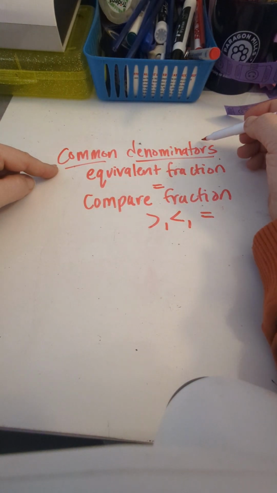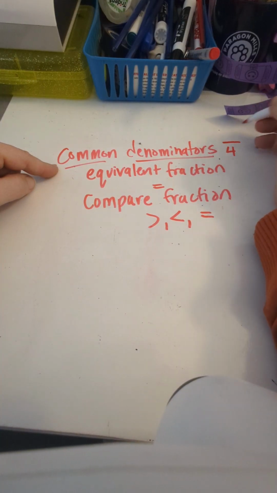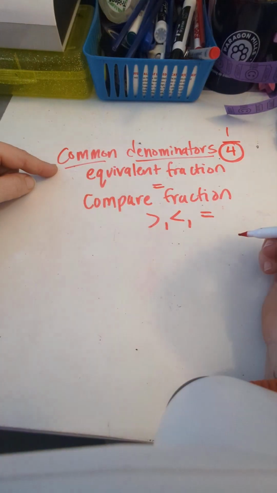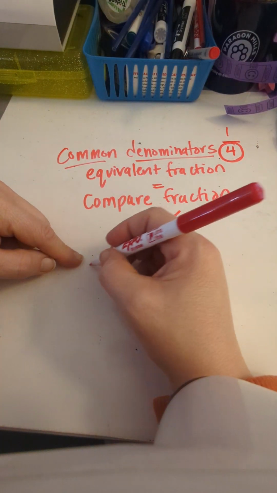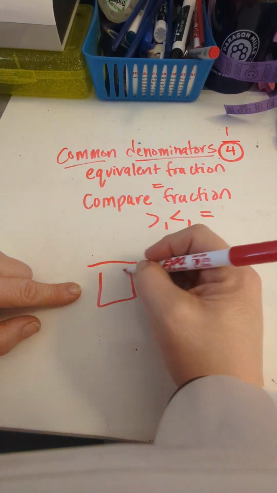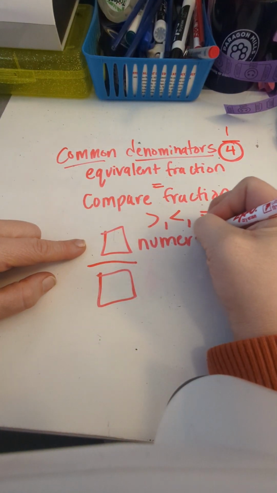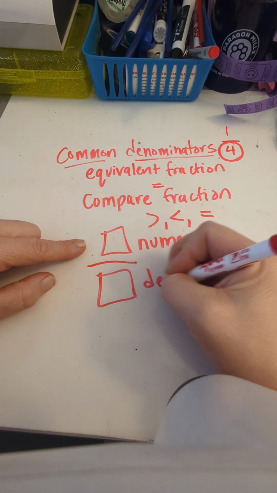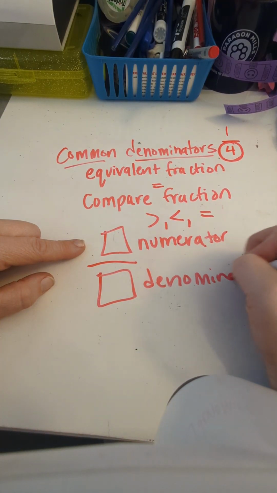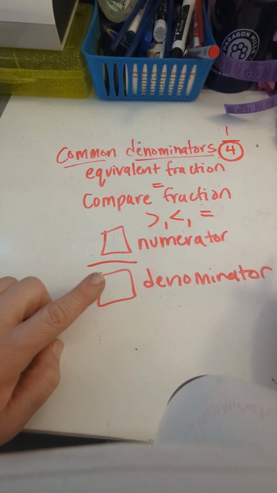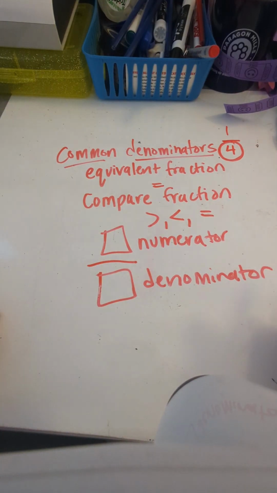So denominators is, if we have 1/4, this is the denominator. The denominator is the bottom number in a fraction. This is the denominator. This is the numerator. So we are looking to find fractions that have the same denominator.